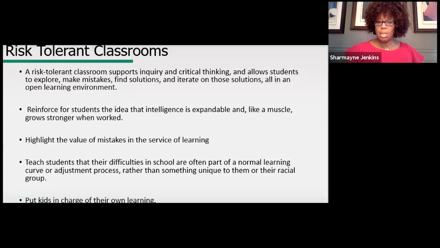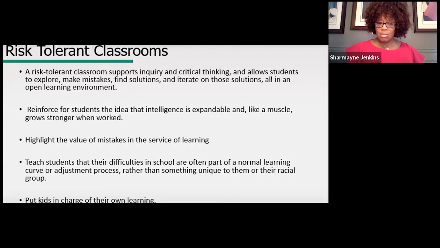A few other things about a risk-tolerant classroom. It supports inquiry and critical thinking, and it allows students to really explore their mistakes, find solutions, and iterate on those solutions, all in an open learning environment. You leave room for it. It reinforces that intelligence is expandable and can grow when they work. That's cultivating a growth mindset, right? It highlights the value of mistakes in service to learning, right? Putting kids in charge of their own learning. We talked about that a little.